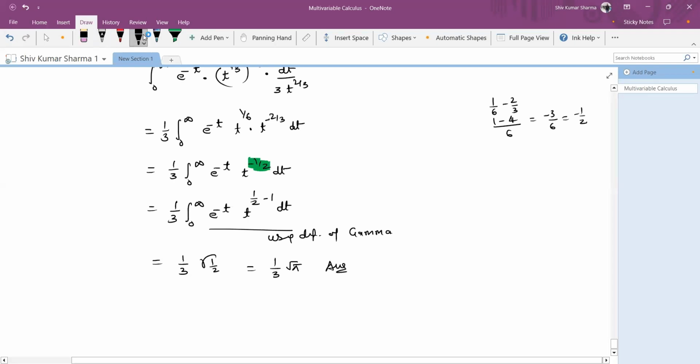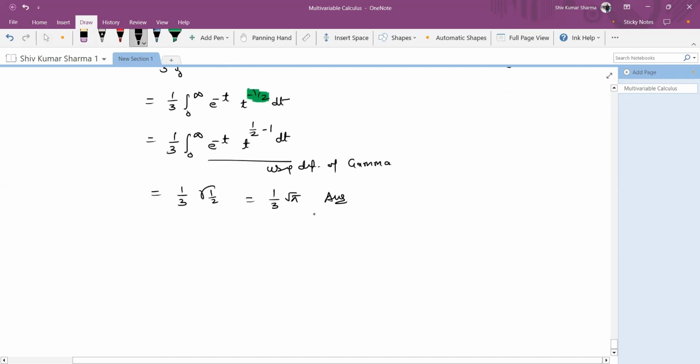So we take other problems related to beta function. So we start the questions related to beta function. Evaluate the integral 0 to 1 of x raised to the power 5 into 1 minus x raised to the power 2 into dx.